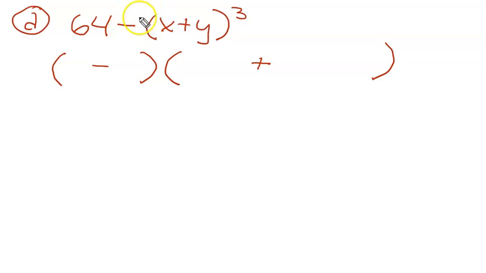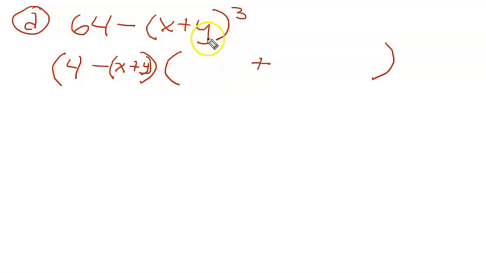Now the same protocol follows. What's the cube root of this? Well, the cube root of 64 is 4. And the cube root of this, taking a cube root, just becomes this radicand, which is going to be a negative x plus y. This is the tricky part here.